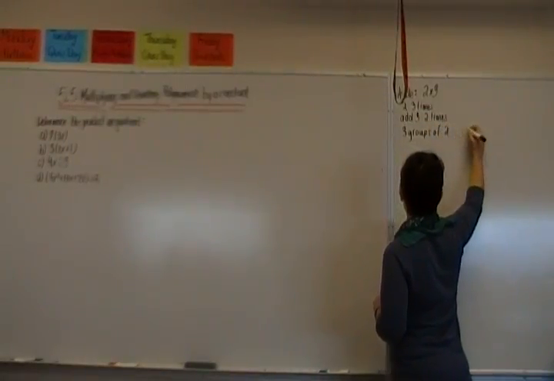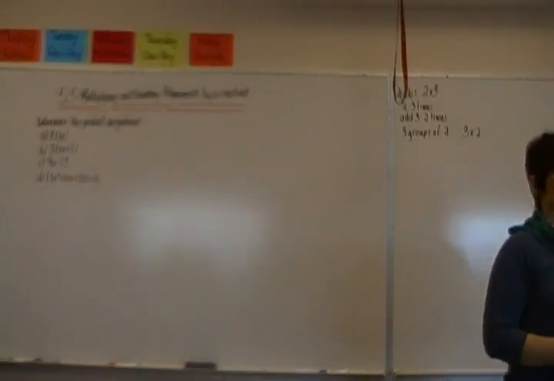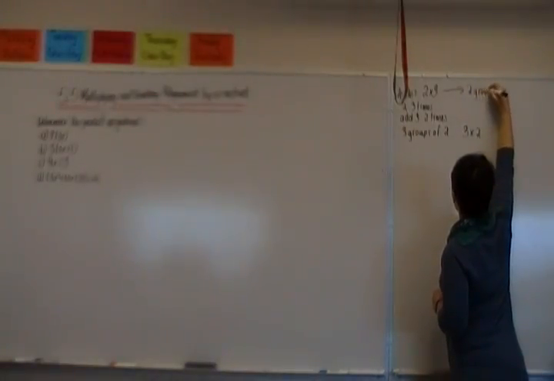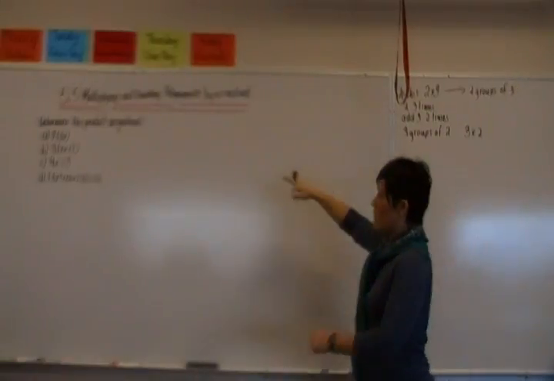If I did say 3 groups of 2, usually I would write it this way. So how would I say 2 times 3? If 3 groups of 2 is 3 times 2, how would you say 2 times 3? Michaela? Yeah, 2 groups of 3. So this is 2 groups of 3, and we are going to use this to help us solve this question.